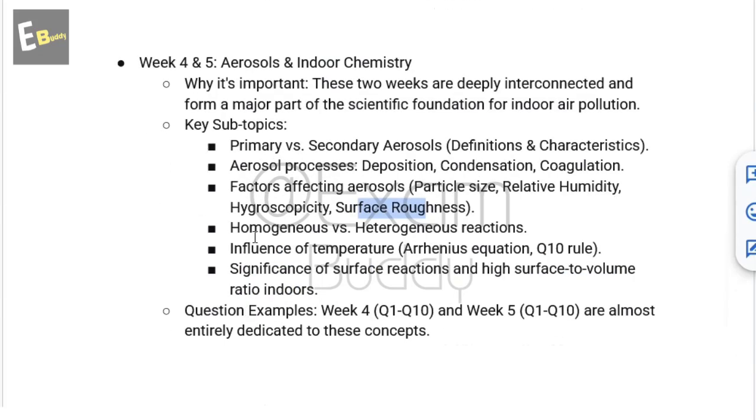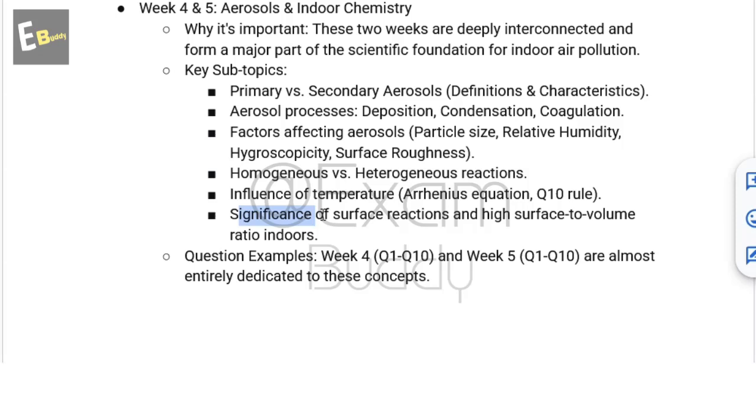And the fourth one is homogeneous versus heterogeneous reaction. And the fifth one is influence of temperature, like Arrhenius equation, Q10 rule. And the sixth one is significance of surface reaction and high surface to volume ratio indoors. Question examples: week 4, question 1 to question 10, and week 5th, question 1 to question 10 are almost entirely dedicated to these concepts.